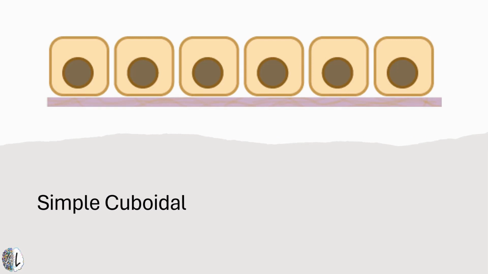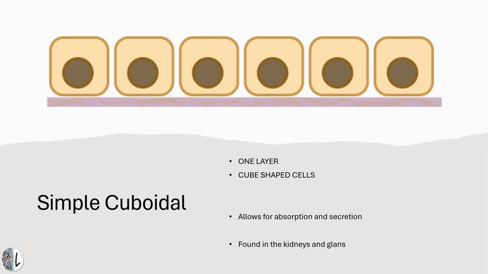Next is simple cuboidal. Again, that term simple told us it was only one layer thick. And the cuboidal term tells us it's those nice little squares, that cube shape with those nice large nuclei right in the center. The purpose of having simple cuboidal is it absorbs or secretes some sort of object. You're going to find these a lot in the kidneys and glands.